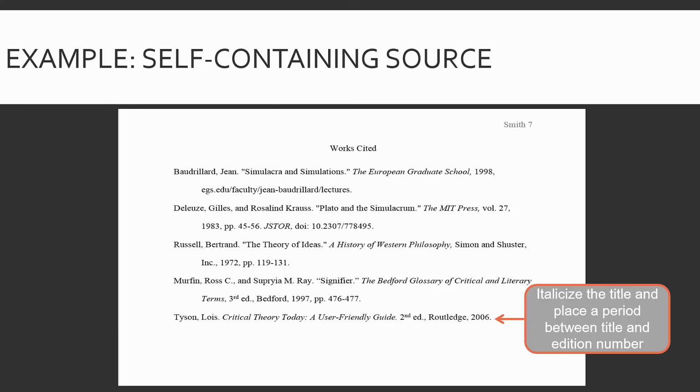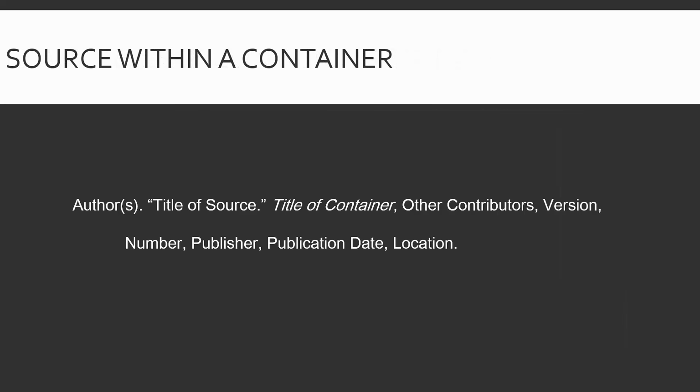A self-containing source will look like this in a Works Cited page. The source's title is italicized, which will indicate to the reader that the entire source is being cited. Also notice that the example is missing some elements. That's okay. Remember, when a source does not have an element, skip it and move on to the next one in the pattern.